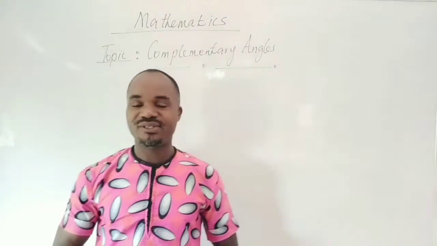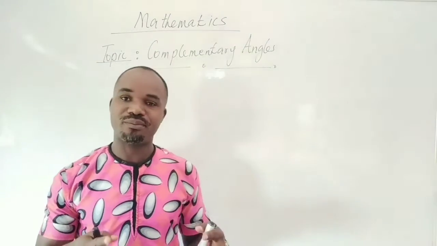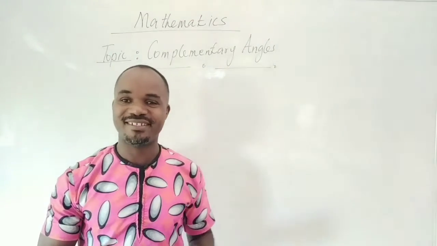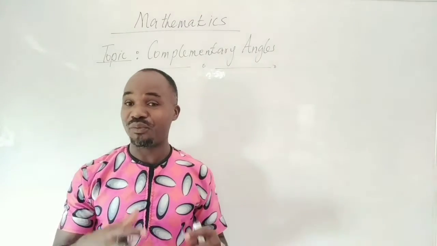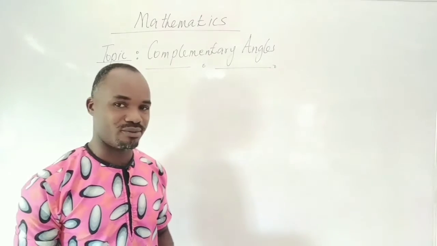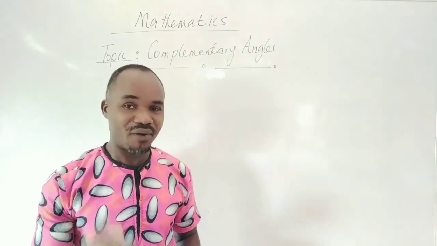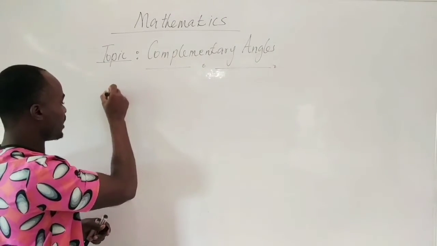Two angles are said to be complementary if their sum gives 90 degrees. That is, when they are added, they give 90 degrees. What I've just said can be represented schematically by using a right angled triangle, as we have earlier used in our previous classes. Right away, let's see how that can be represented.